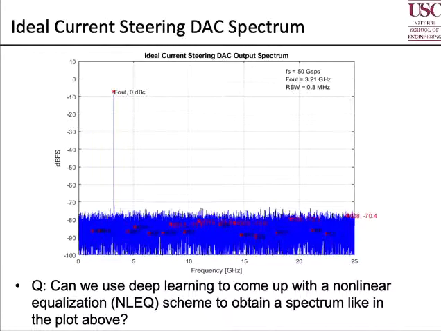So the question is, can we use deep learning to come up with a nonlinear equalization scheme, which I abbreviate NLEQ, to obtain a spectrum like in this plot here, where there are virtually no harmonics and just maybe some thermal and quantization noise. Now in practice, there will be some harmonics, even with an NLEQ scheme, but the goal is to get them as low as possible. So this is like an ideal output spectrum from a current steering DAC based on a Simulink model. So we're going to use the Simulink model throughout this to gather data.